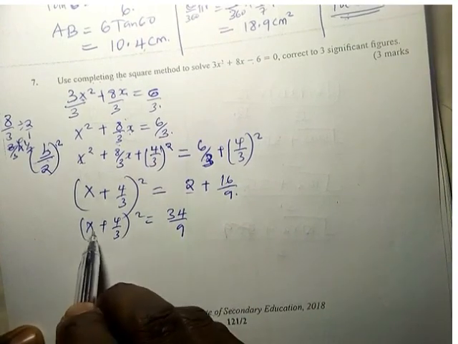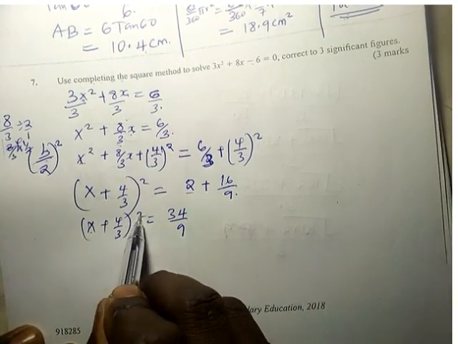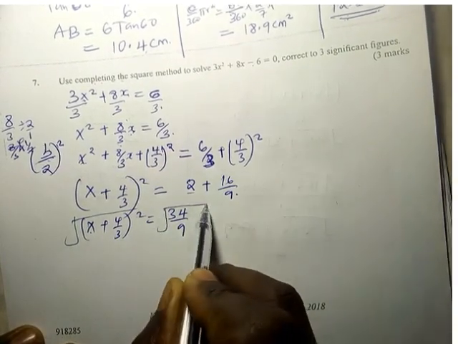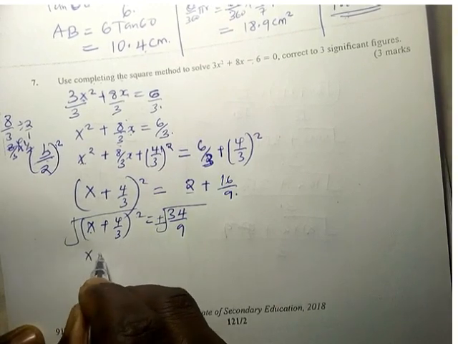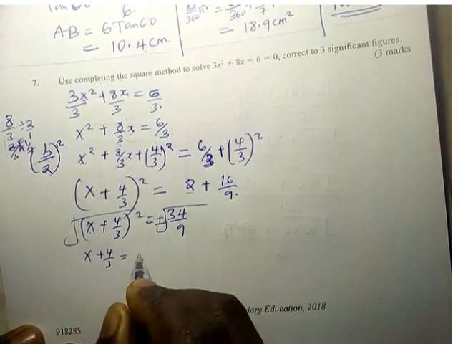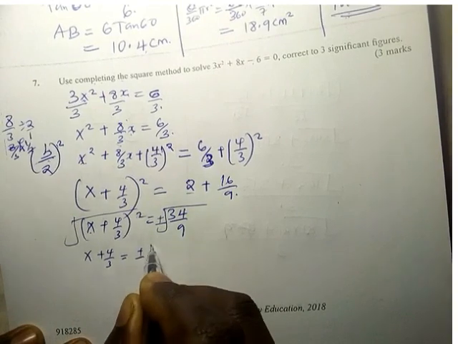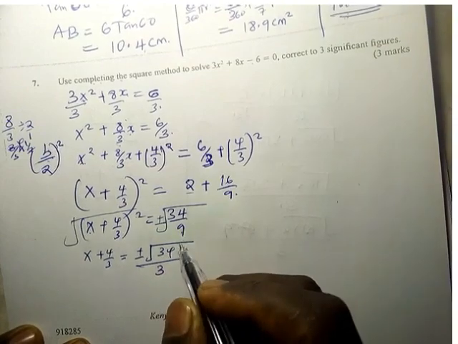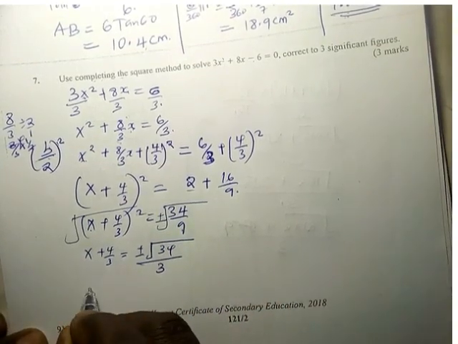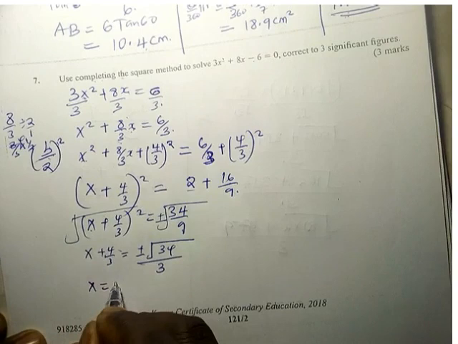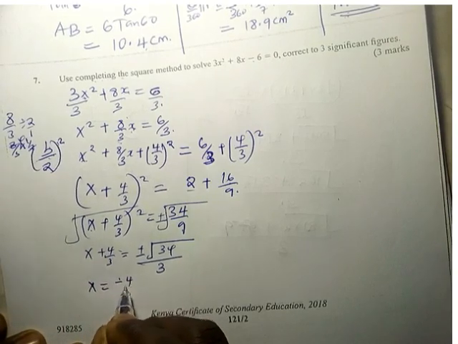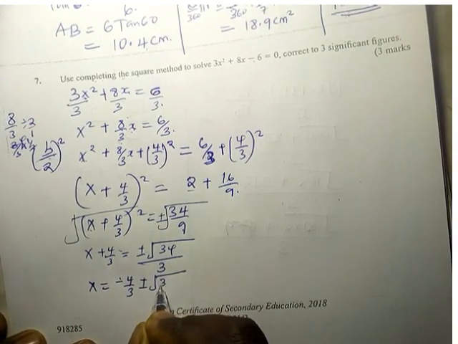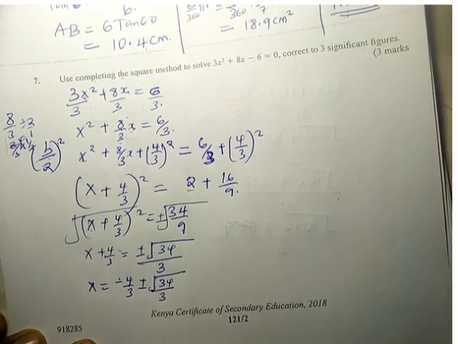So we want to get now the value of x. I want to remove the power here, the square. I will do that by square rooting both sides. So x plus 4 over 3 is equal to plus or minus the square root of 34 over 3, because the square root of 9 is 3. So x is equal to negative 4 over 3 plus or minus the square root of 34 divided by 3.